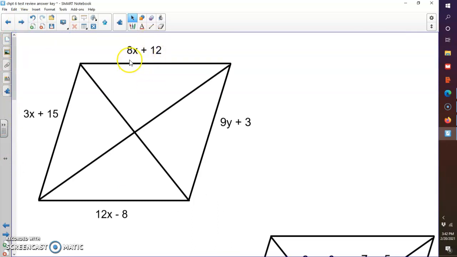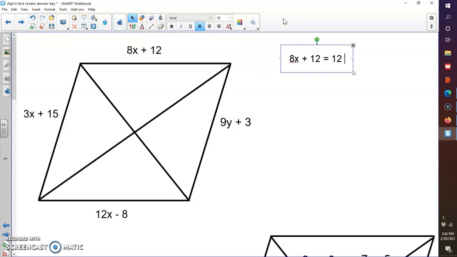As I come here, we can assume these are parallelograms. I told you that in class, which means opposite sides are congruent. So I've got to make a good decision. I've got to make sure that I put together the ones with the same variables. So I can set 8x plus 12 equal to 12x minus 8. It doesn't make much sense for me to do 3x plus 15 equals 9y plus 3 because they have different variables in them. And I can't set up a system because this one here does not have different variables in it. So if I can get my x, I want to get my x right away.